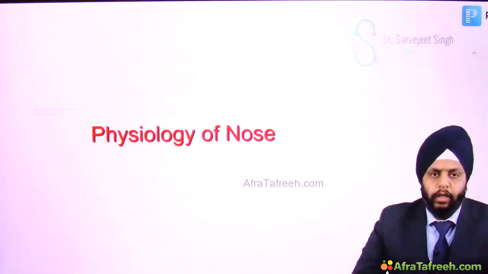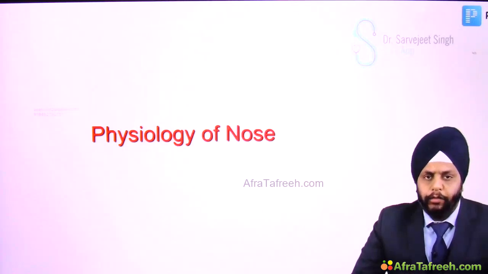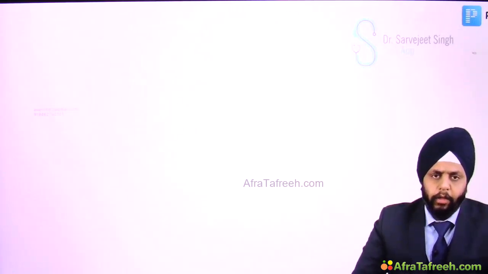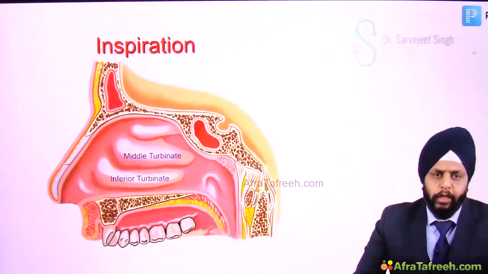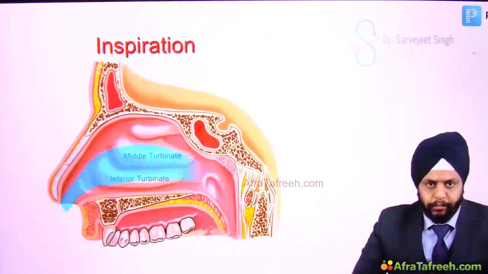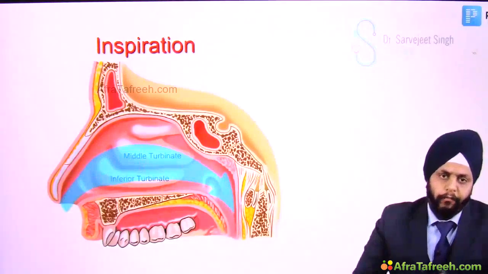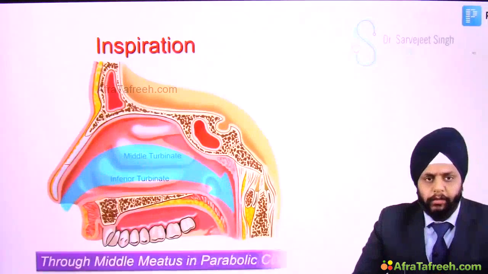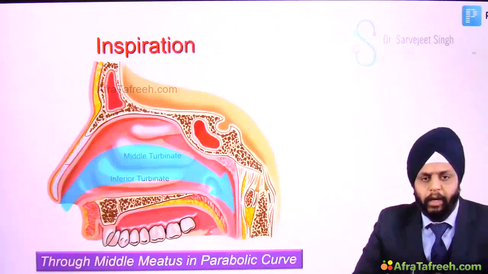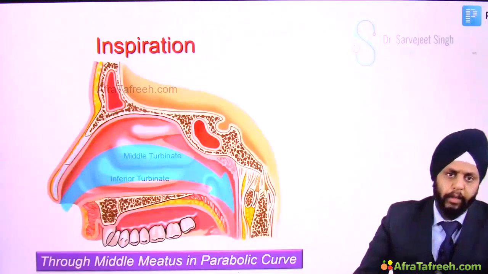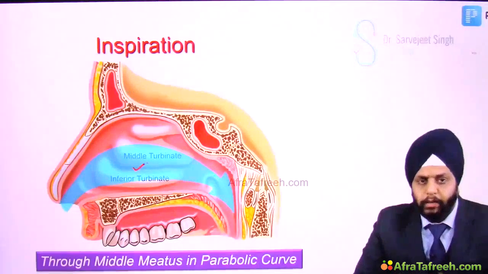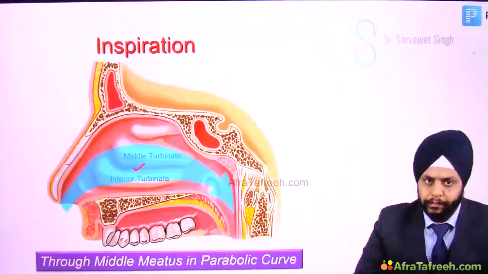So students, let us now go to the next very important topic, that is the physiology of nose. Let us look at this image and what can we see? During inspiration, what do you see? The flow of the air is through the middle meatus in a parabolic curve, right? Most of the air is going through this middle meatus in a parabolic curve.